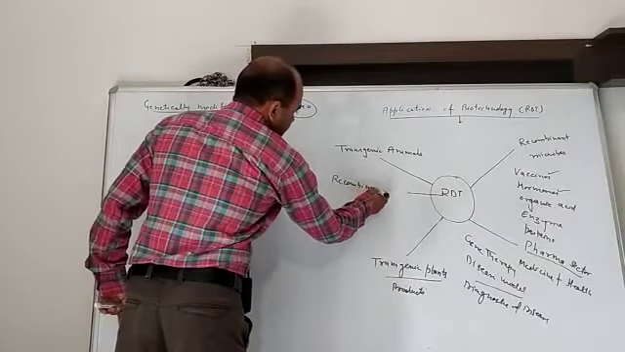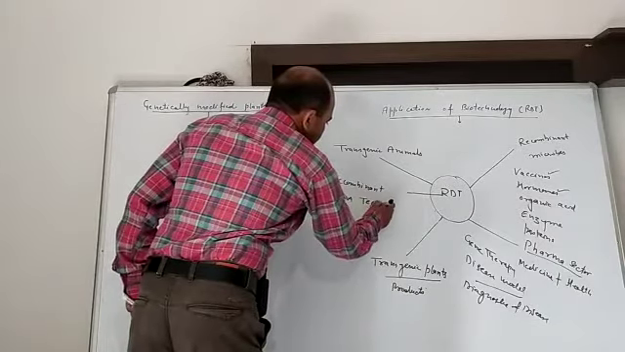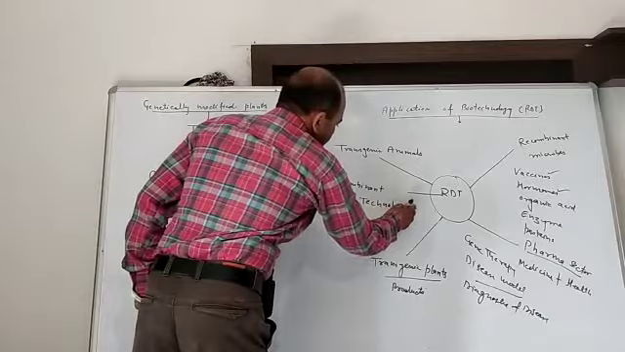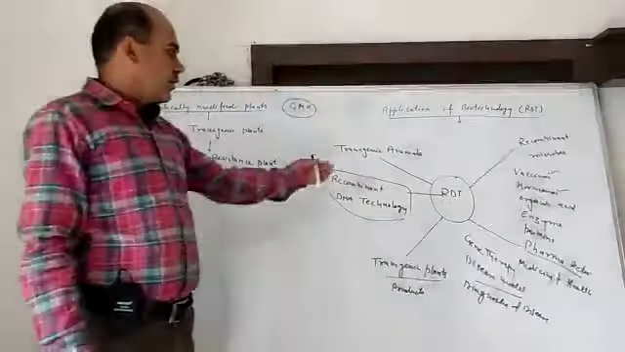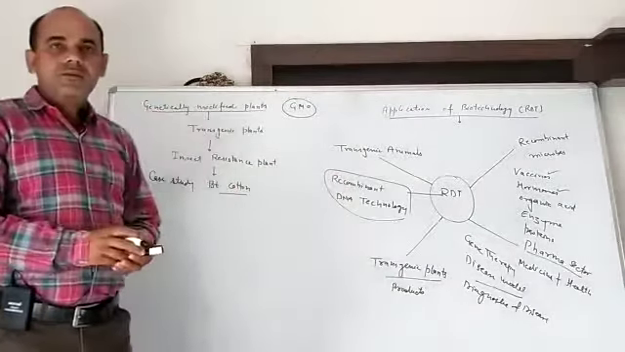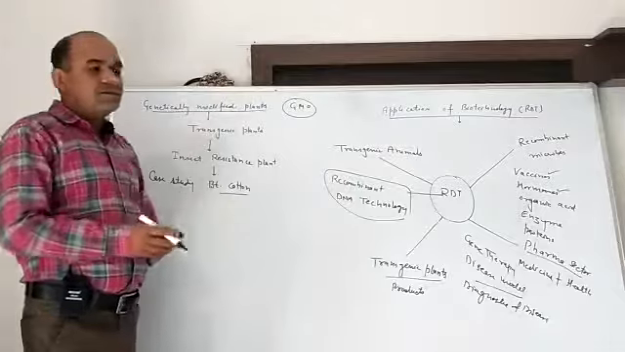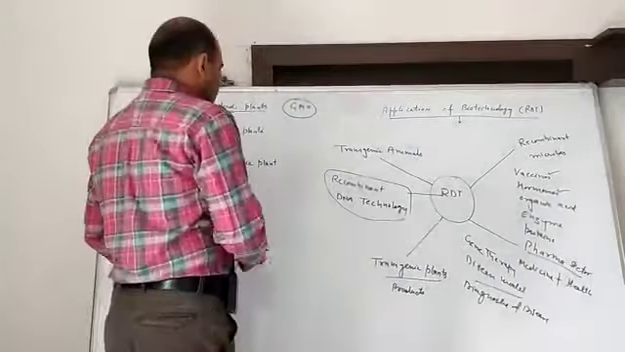D stands for DNA. T stands for technology. What is another name of RDT? Genetic engineering. This is another term which can be used for RDT. It is also known as genetic engineering. So let me start.